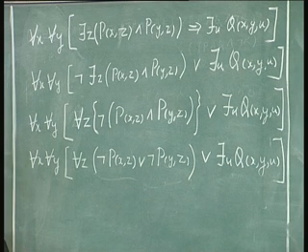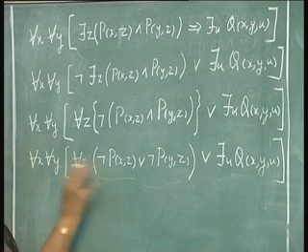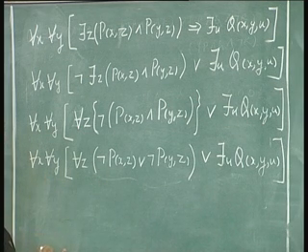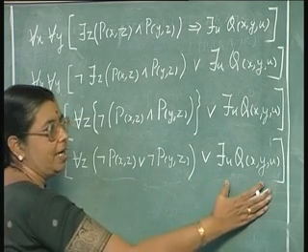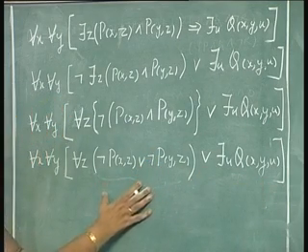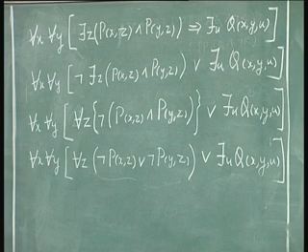So, we need not bother about that. Without affecting the formula, we can take out for all of z and there exists u outside. This is possible because this does not contain z and this does not contain u. Supposing it contains something, we have to rename the variables and things like that. In this particular example, there is no necessity for renaming of variables.